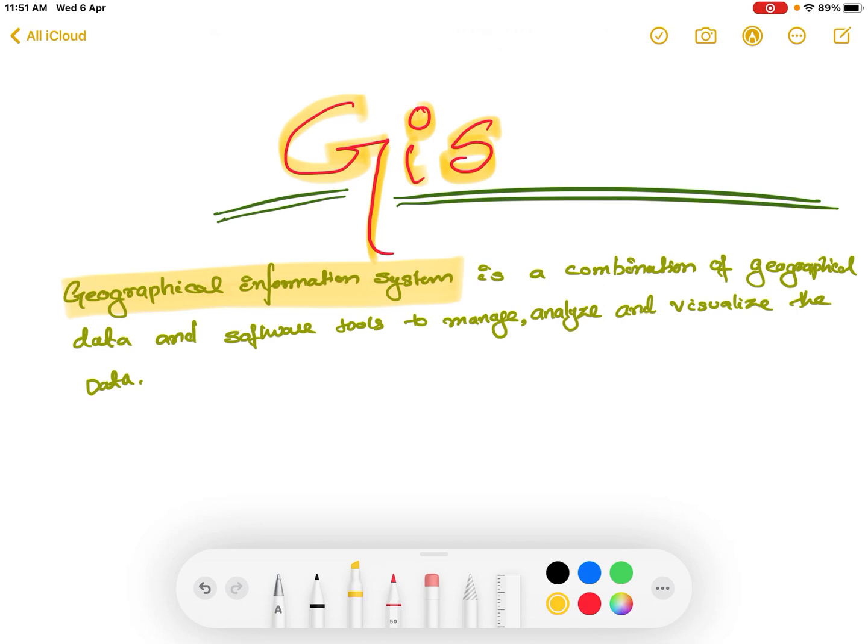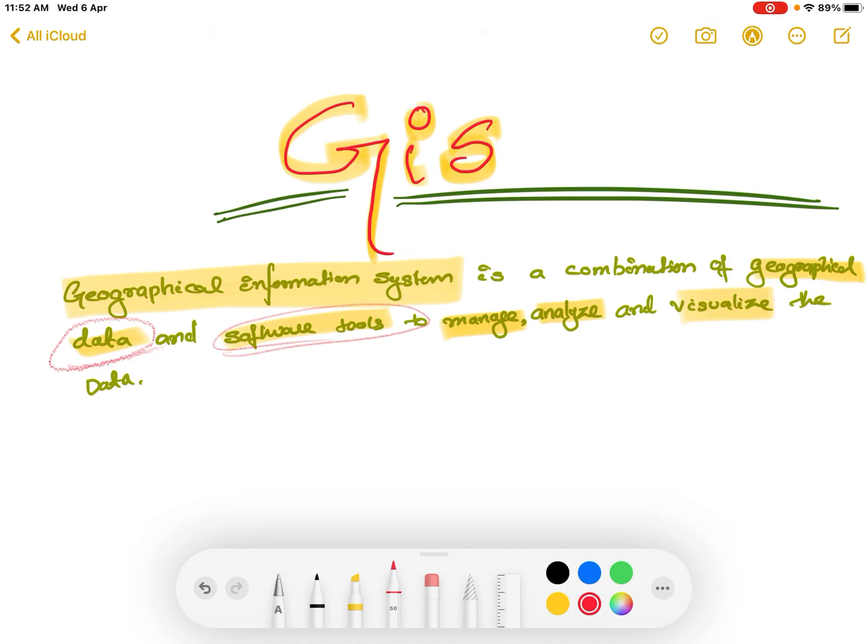So what is GIS? GIS stands for Geographic Information System. And a geographic information system can be viewed as a combination of the geographic data and the software tools. These software tools are used to manage, analyze and visualize the data. So a geographic information system has two components. The first one is the data part, and then we have the software tools. Together, the data and the software tools combinedly form the geographic information system.